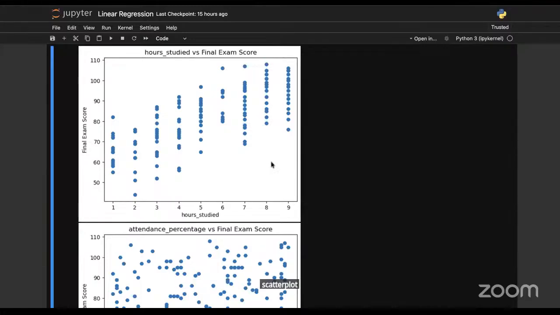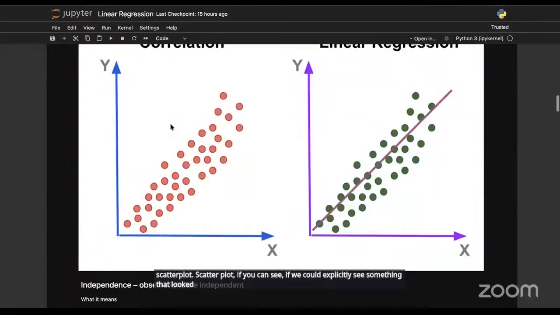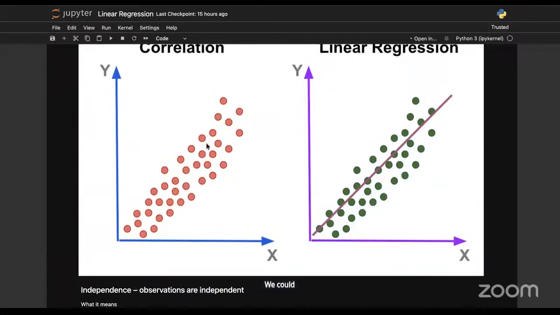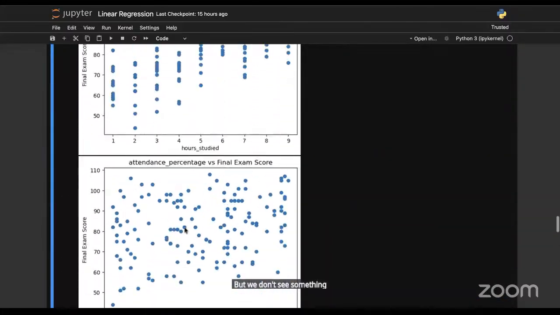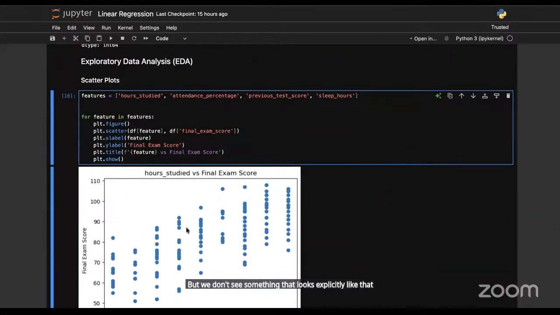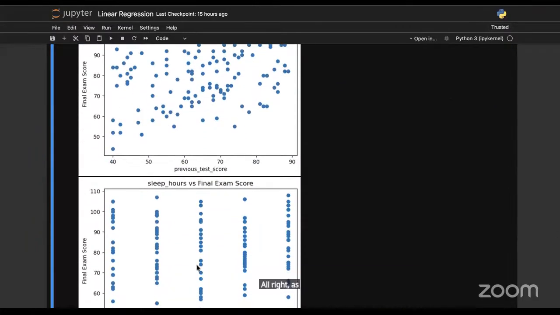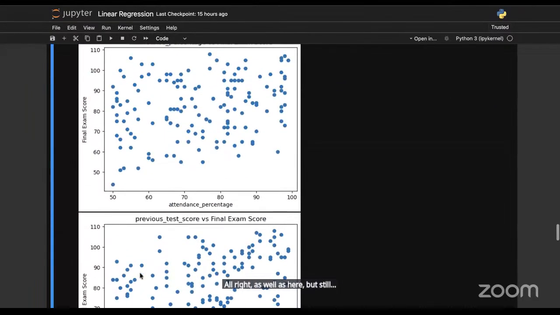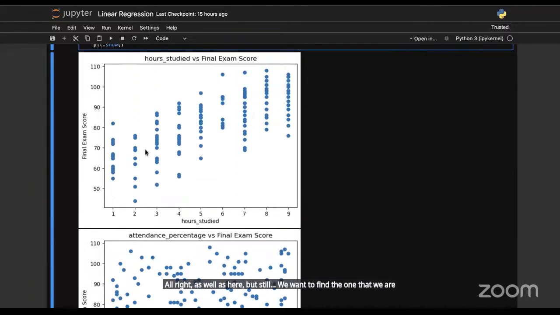Scatter plot: if we could explicitly see something that looked like that, we could have said, okay, I'm confident enough that there is a linear relationship here. But we don't see something that looks explicitly like that. There's something that looks like it's happening here, but we're not sure. As well as here. But still, we want to find the one that we are strongly confident has a linear relationship.